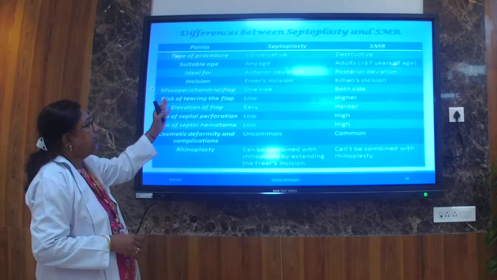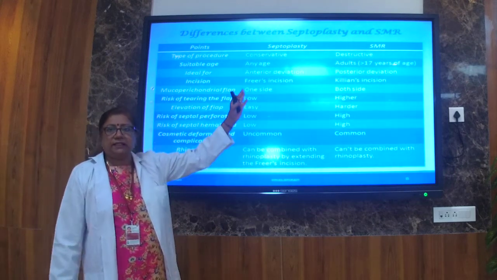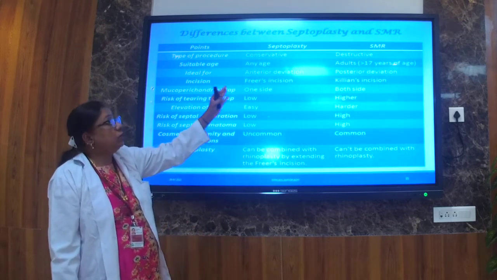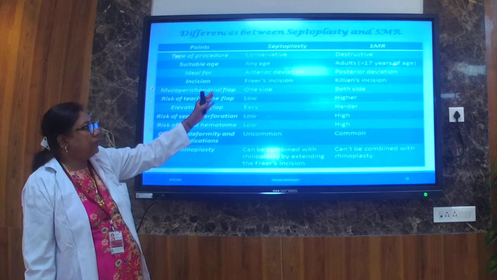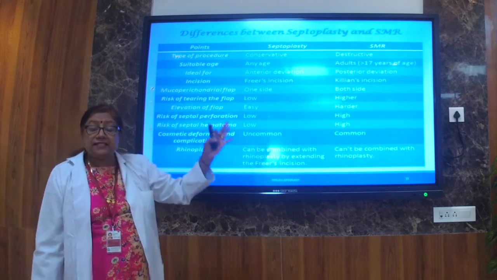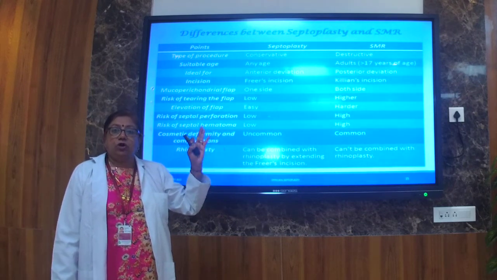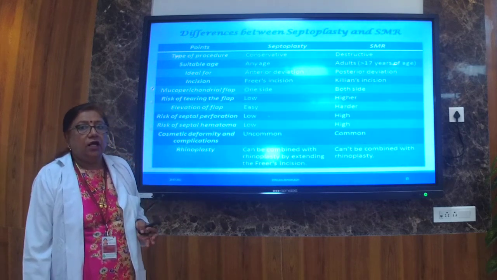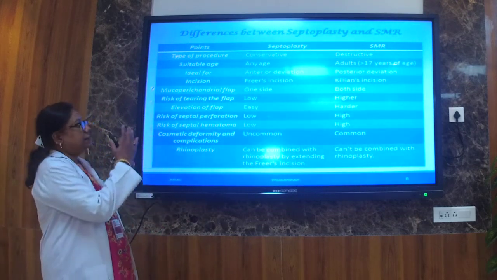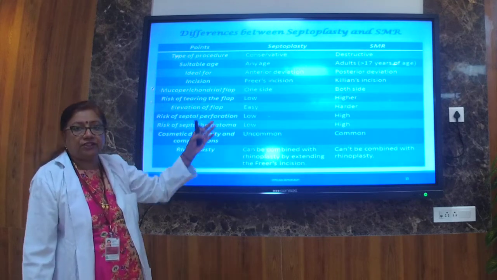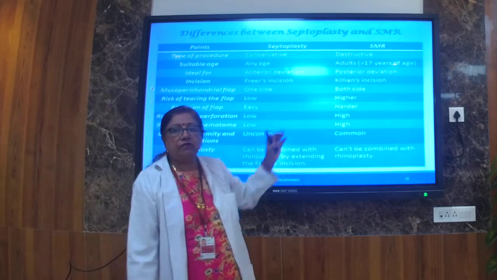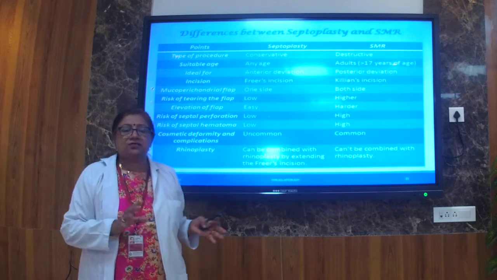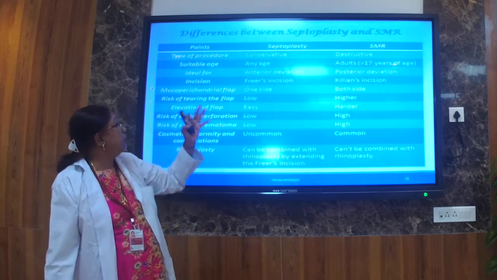Then septoplasty is ideal for anterior deviation, because when there is caudal deviation or caudal dislocation, we can easily go and tackle the columellar area. And SMR is good for anterior as well as posterior deviation. So that is why in septoplasty we take the Freer's incision, as well as in SMR we take Killian's incision. I hope you all understood what is Killian's, what is Freer's. So this is how we do.